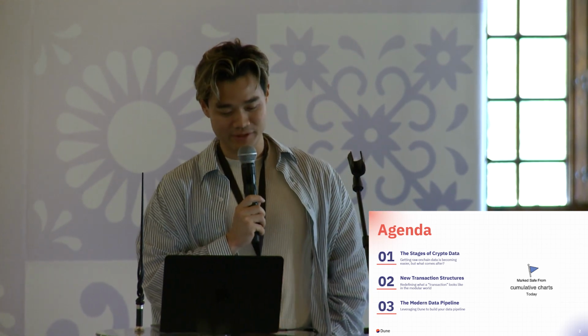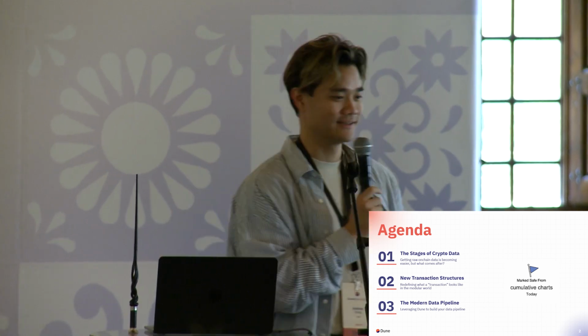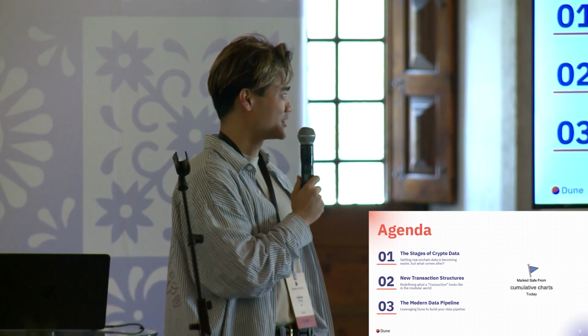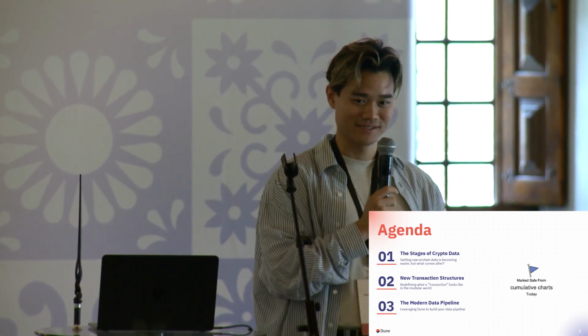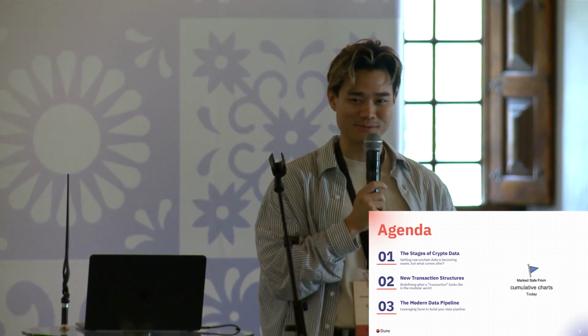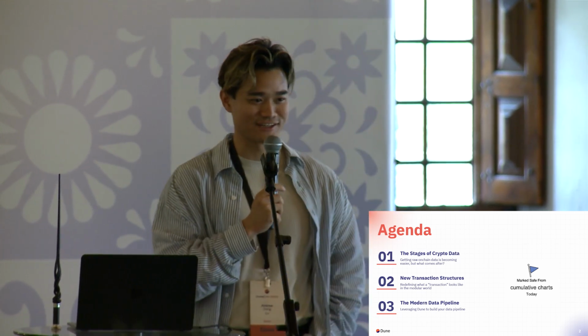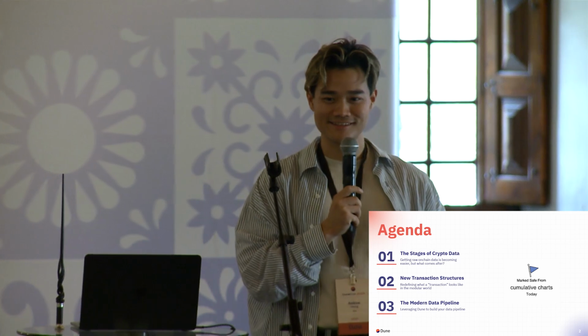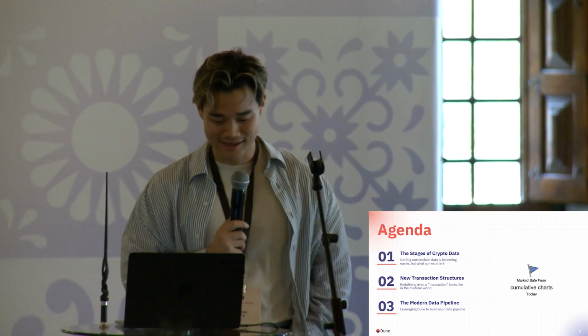So, three things for today. The first is, what are the stages of crypto data? It's getting easier to get the raw data, but there are a lot of steps that come after. Has anyone here looked into spellbook tables before? Raise your hands. Who here thinks they understand all of the spellbook tables? Yeah, that looks about right. It's kind of an expansive world.